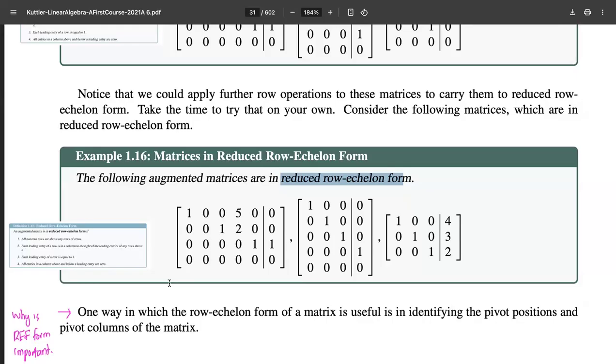So why is it advantageous to bring a matrix to reduced row echelon form or row echelon form? And why do we even have that in the first place? That's what we are going to answer next. When we have a matrix in row echelon form or reduced row echelon form, it easily helps us identify something called the pivot positions and pivot columns of the matrix. These can be derived from our leading entries.